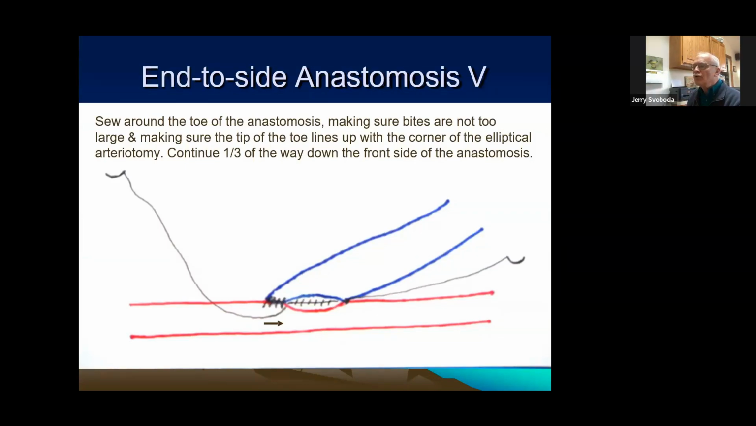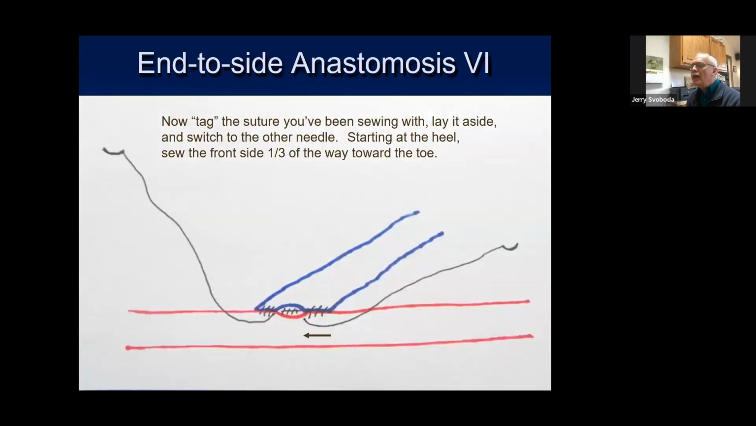Continue this suture outside in on the vein, inside out on the artery, until you're 1/3 of the way down the front side of the anastomosis. Now, tag the suture you're sewing with. What does that mean? You clamp it with the rubber shod hemostat. Switch to the other needle, the one that's at the knot at the heel. And starting at the heel, sew 1/3 of the way up the front side of the anastomosis.